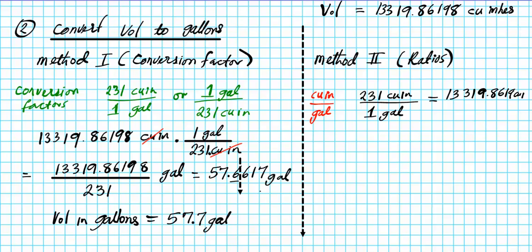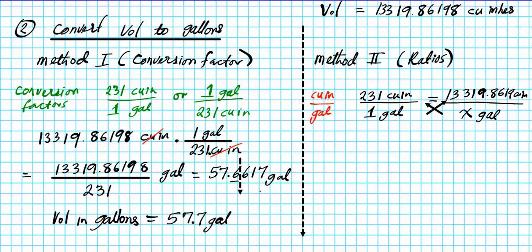We also know that for 13319.8619 cubic inches, how many gallons do we have? We don't know. That's what we're looking for. Remember, we're looking for the value of this in gallons. So you just set it up like this. The conversion factor, 231 per 1 gallon, equals 13319 per x gallon. So x is what we're looking for. All we have to do now is solve this equation for x, and that's it. You can forget about the units and just solve for x. That'll be fine, but I'm going to keep the units. So how do you solve this ratio? Cross multiply, right?